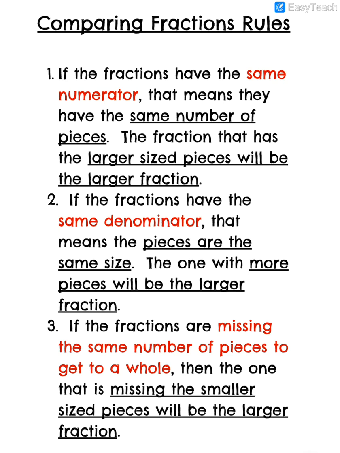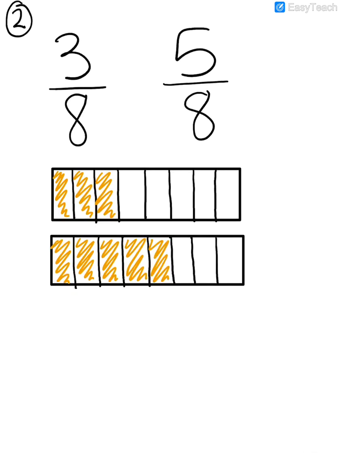Our next rule for comparing fractions is if fractions have the same denominator, that means the pieces are the same size. The one with more pieces will be the larger fraction. So let's see an example of this one. I have 2 fractions here, 3/8 and 5/8. Remember, the numerator means how many pieces we have in the fraction.